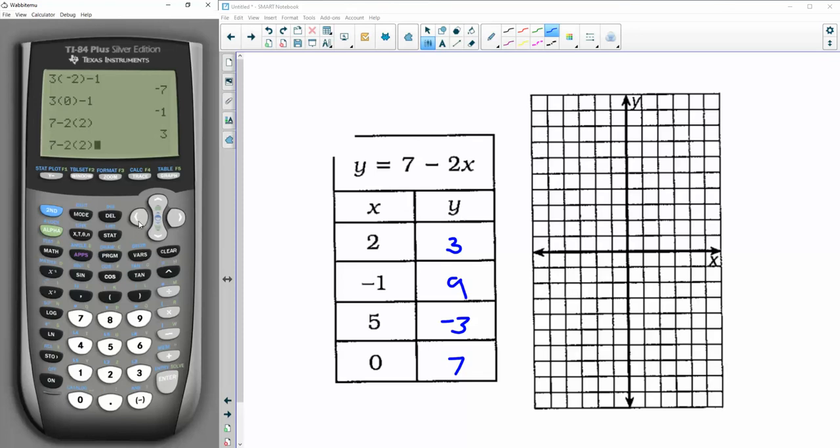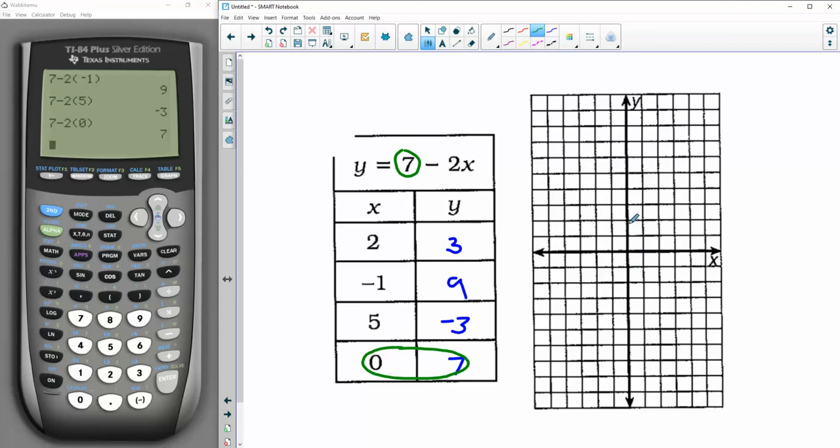Let's change that 2 to a negative 1. It gives me 9, okay. Let's do 5, and that's negative 3. And one more time, we'll plug that 0 in. Calculator really helps. I'm not sure we need it on this one. We get 7. So again, that's our y-intercept, the value of y when x equals 0.